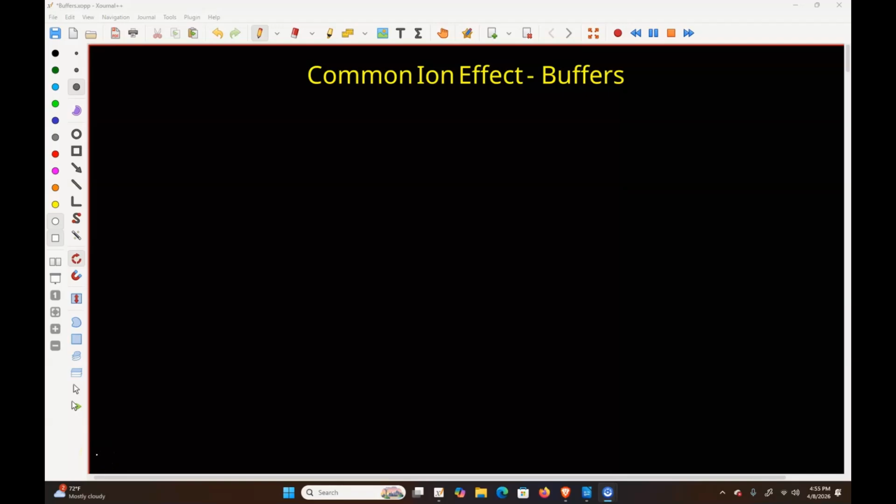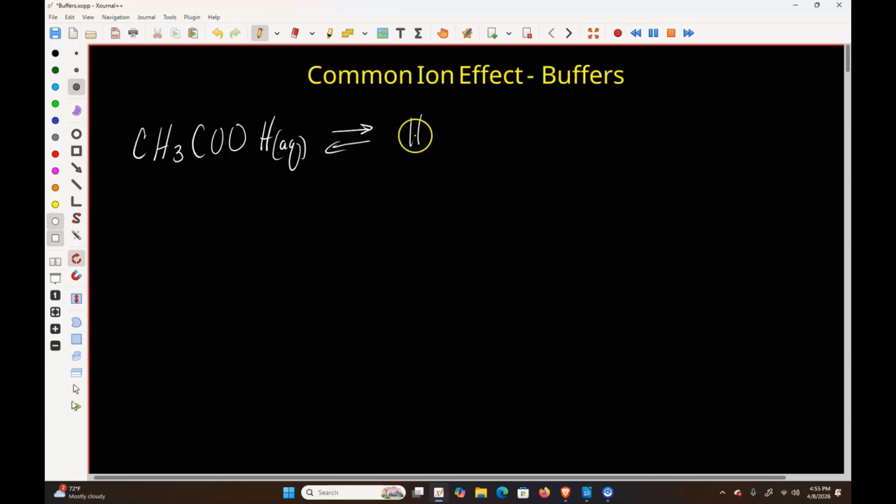So, refresher from yesterday, we said that something like acetic acid, when placed in solution, will ionize into an H plus aqueous and an acetate ion. So this is a weak acid, and this is a conjugate base of that acid.